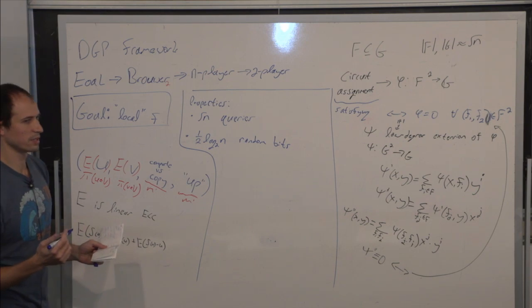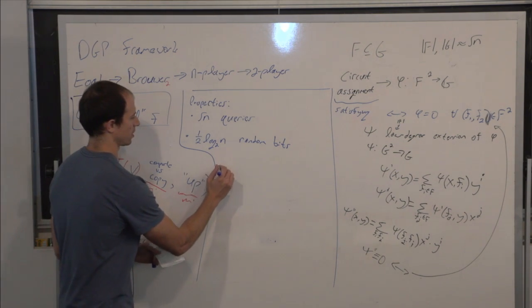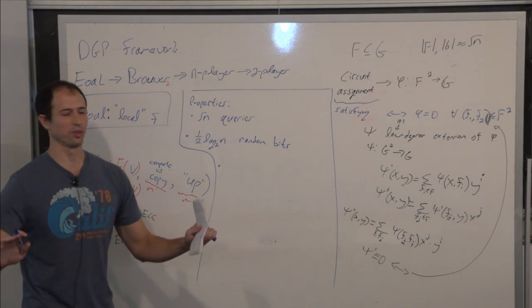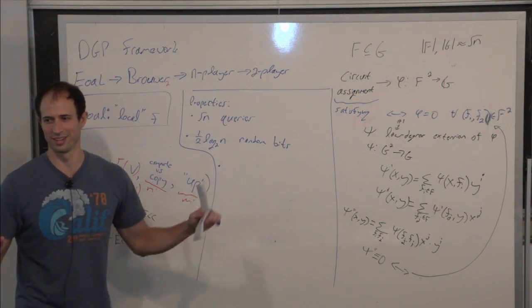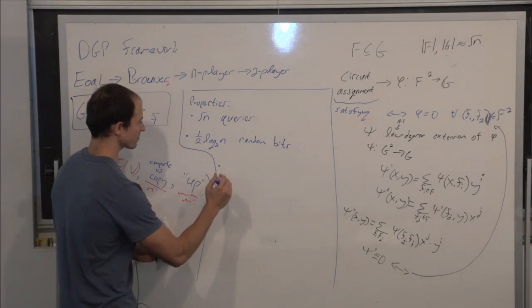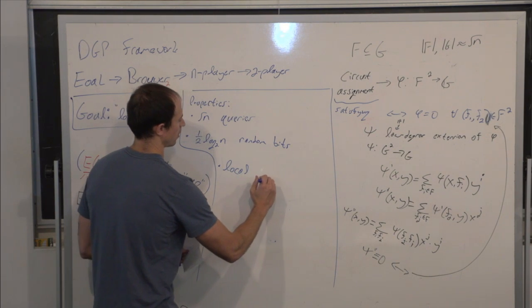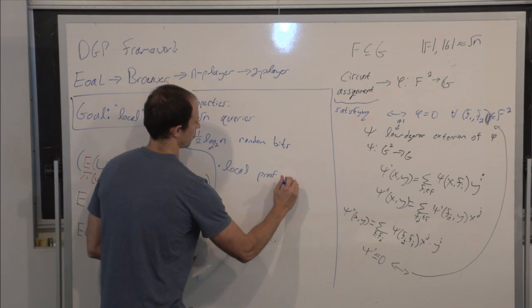Okay, so something else. If you think that this was weird, let me show you the really weird property. It's something I call local proof construction.